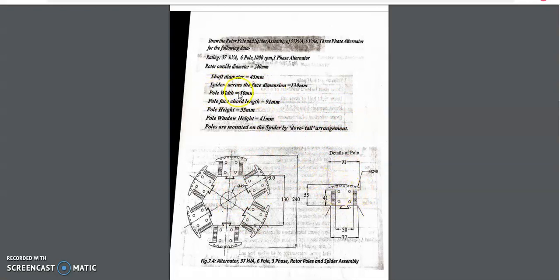Pole width is from here to here. Draw one pole here. The pole width, pole face, window height, everything is given. First draw this, then place it with the hexagon and make a polar array of your pole. Draw one pole separately, then fix it in the spider, then you can array it easily. Clear? First we'll draw the 240 mm rotor.